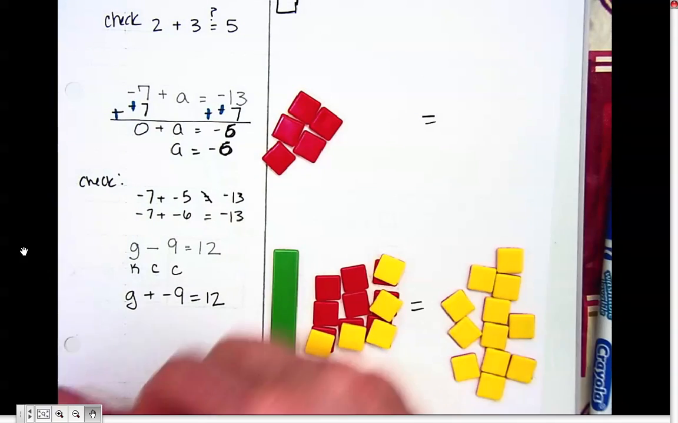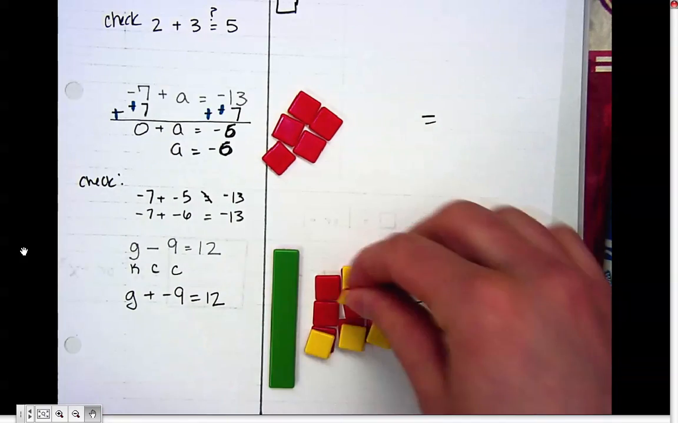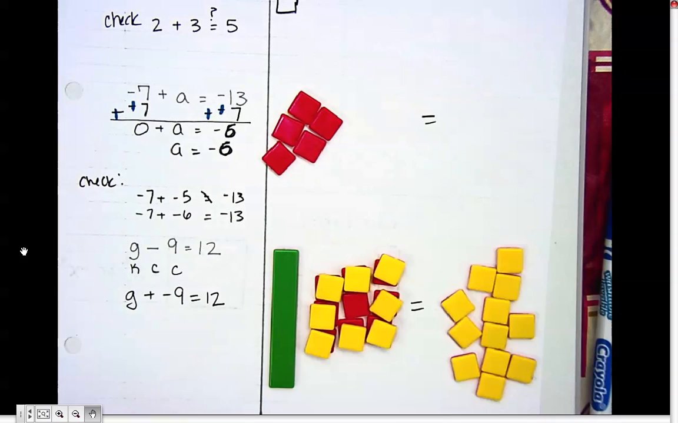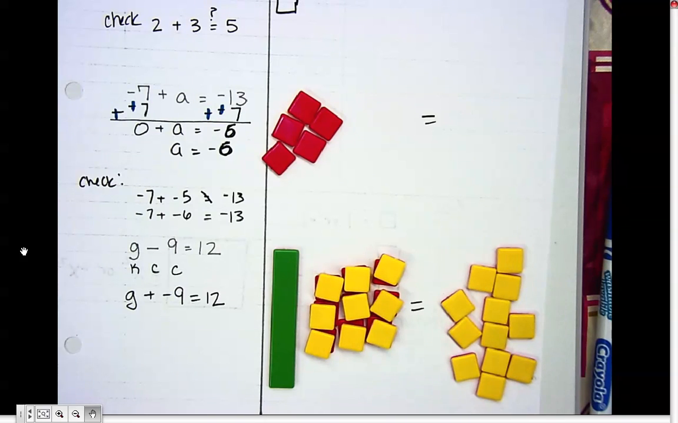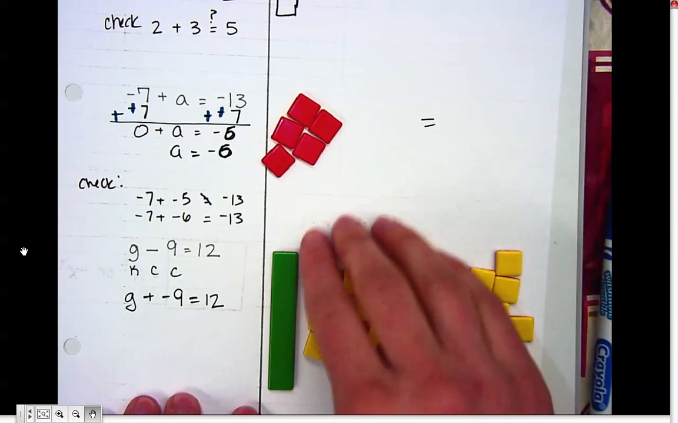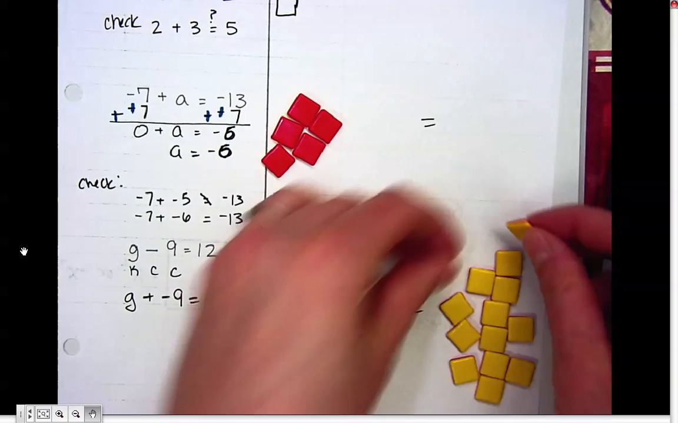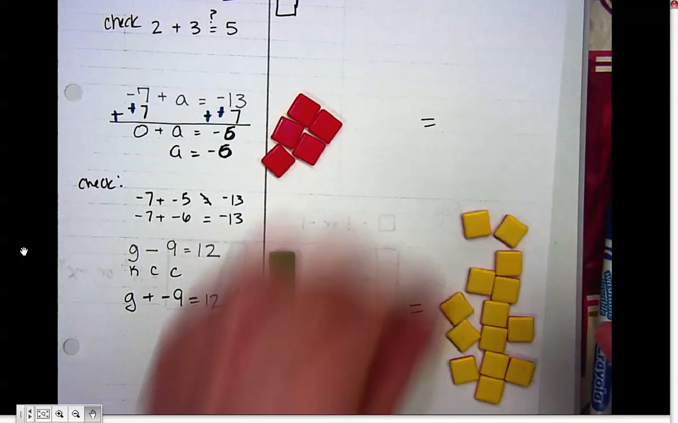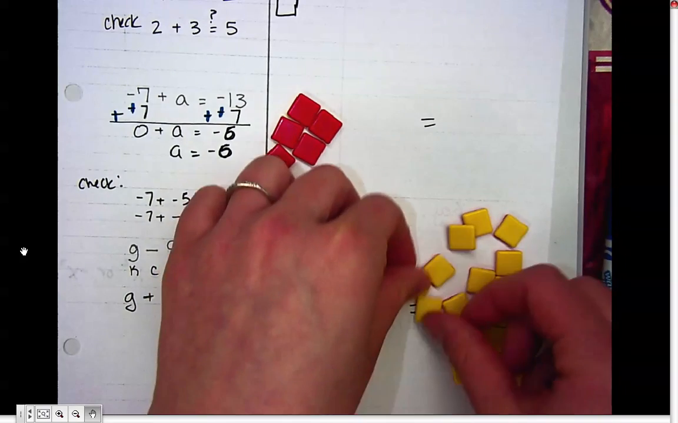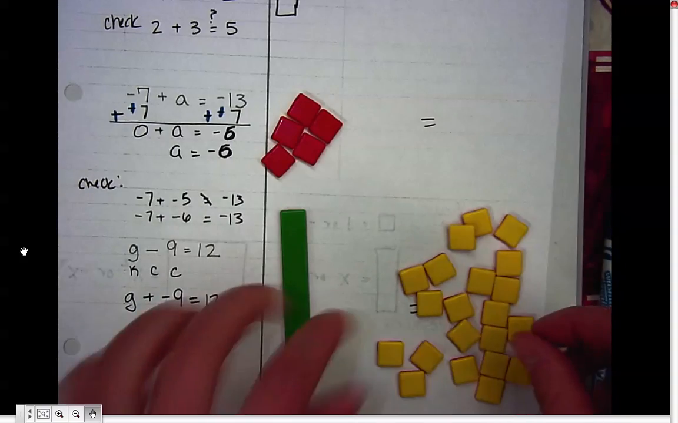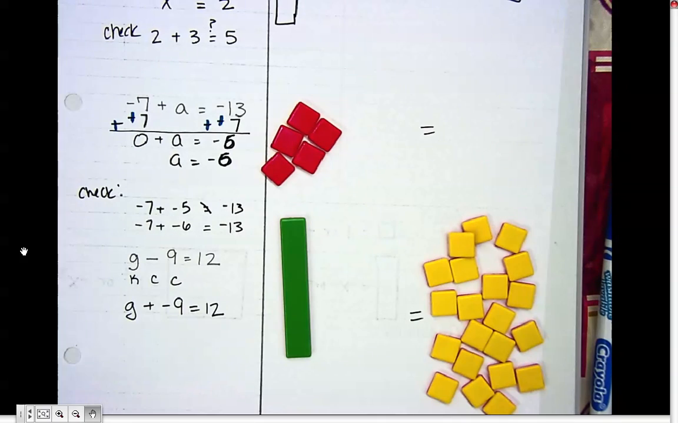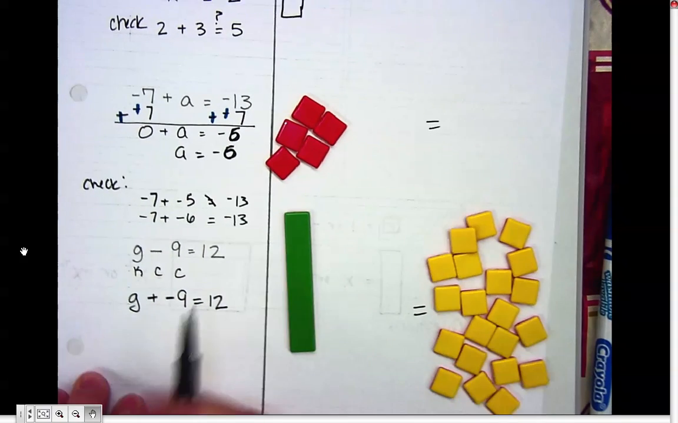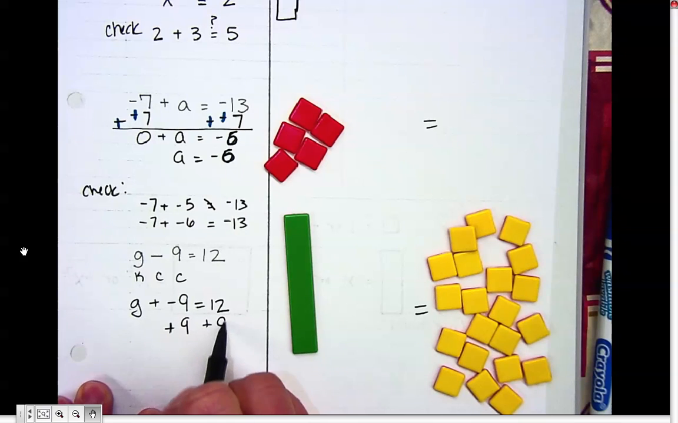And so I'm going to add 9 yellows because I have negative 9, so I'm adding positive 9. So that is 0. And if I add 9 to one side, then I have to add 9 to the other side. So let me add 9 over here. 1, 2, 3, 4, 5, 6, 7, 8, 9. Which means, wow, this is what G is going to equal. All right, so I have a negative 9 here, so I added 9 here, and I added 9 here.